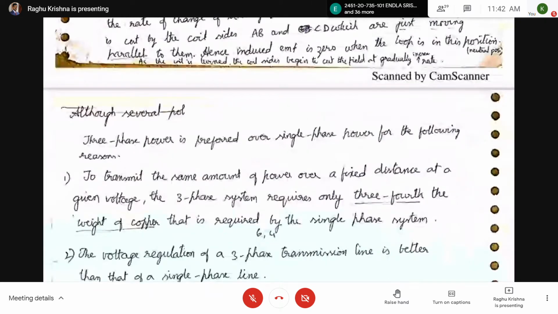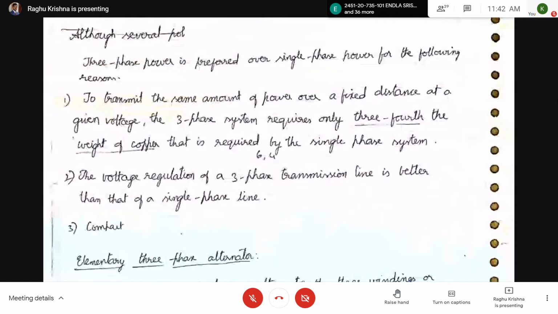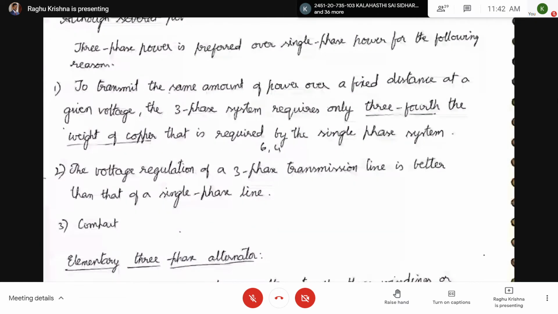So why do we have to take three-phase? What are the advantages over single phase? See here, three-phase power is preferred over single-phase power for the following reasons. The first one is to transmit the same amount of power over a fixed distance at a given voltage, the three-phase system requires only 3/4 the weight of copper that is required by the single phase system.